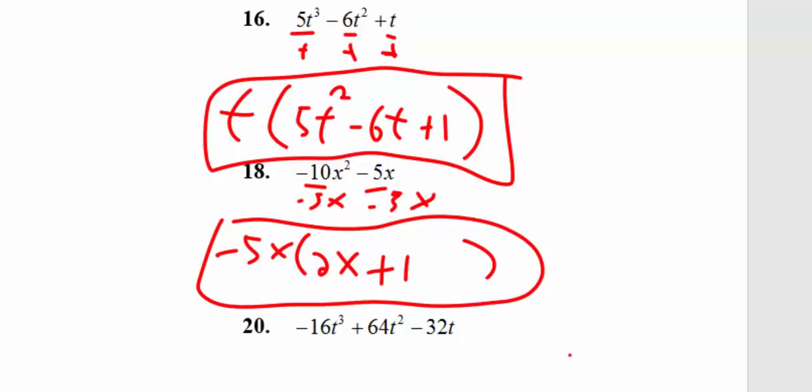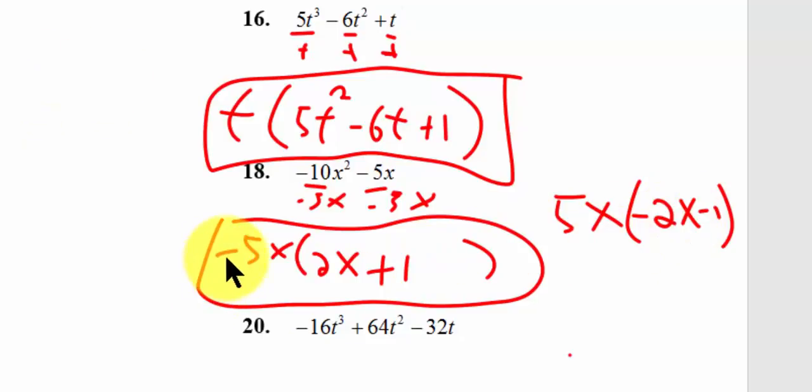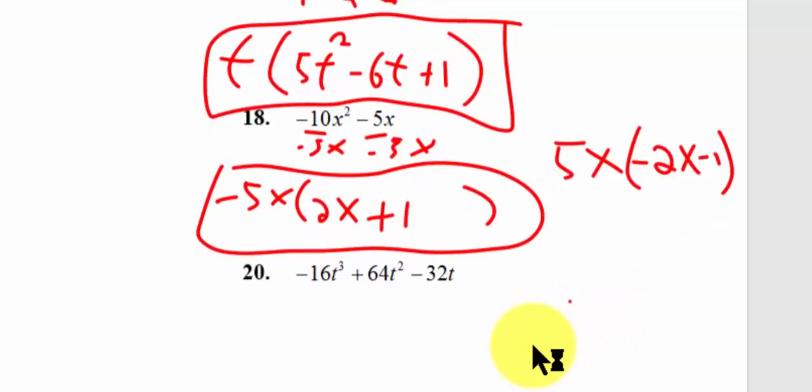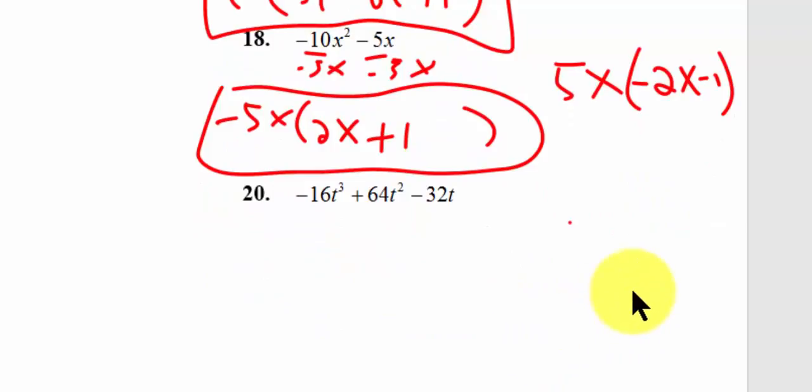Now, you might say, well, what would happen if I use positive 5x instead? If I factor out a 5x, you would have negative 2x minus 1 inside. Not much of a big difference. Just the signs change. If this becomes a positive, then everything else, the signs are reversed, so we get negative, negative. Okay. Last one, number 20.